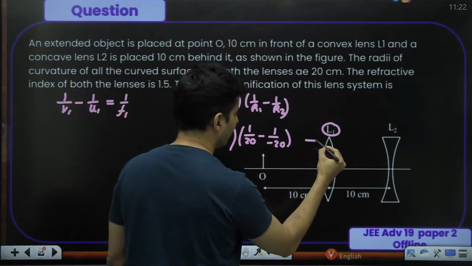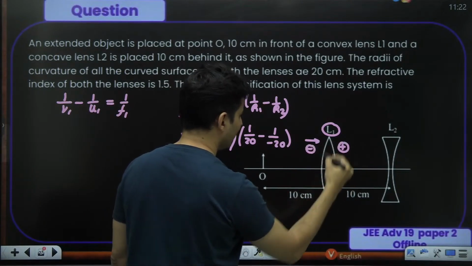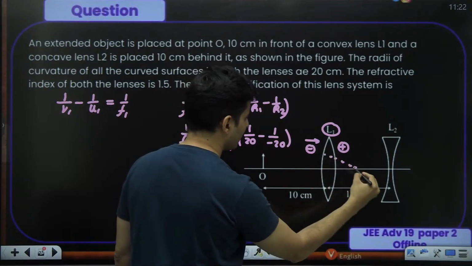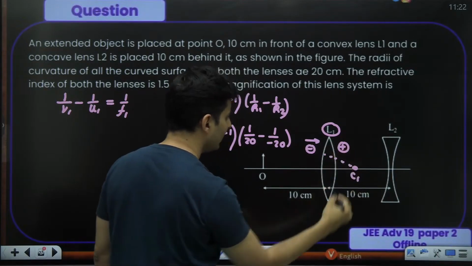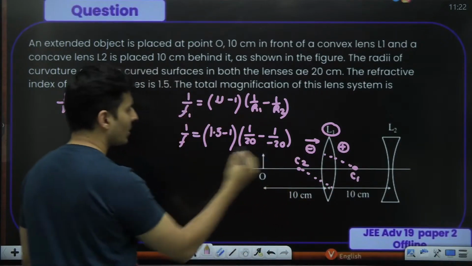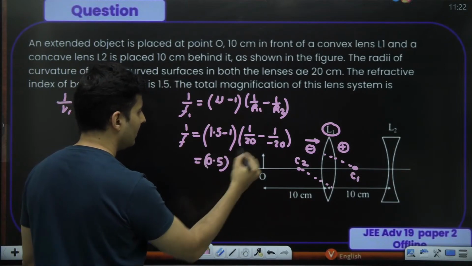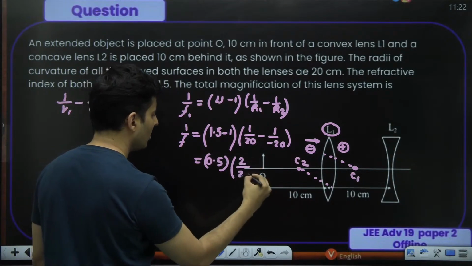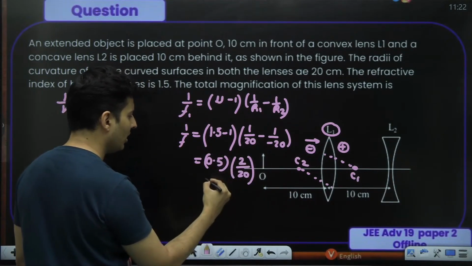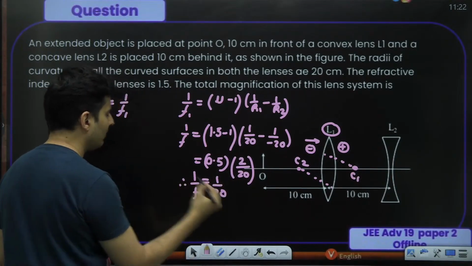If the rays are going like this, this will be the negative side and this will be the positive side. This is the first surface, whose center of curvature will be on the positive side. The second surface will have a center of curvature over here. So this will become 1.5 minus 1 is 0.5, and minus minus will become plus. So 2 by 20, 2 into 0.5 is 1. So it will become 1 by 20. So 1 by f is 1 by 20.